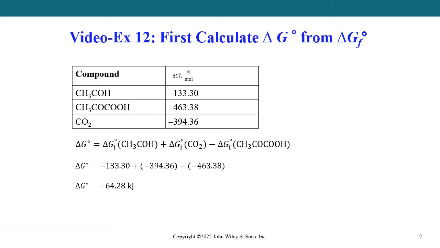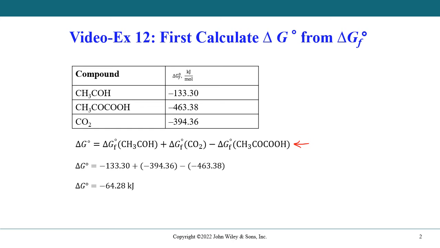So we have some delta G of formation values given to us, and we can obviously use the reduced form of Hess's law with the thermodynamic quantity to calculate the delta G value by simply plugging in the values that are given in the table. There are only 1 mole of each, so it's pretty straightforward, and we see that the delta G value is a negative 64.28 kilojoules. Now this should tell us something about the value of K.